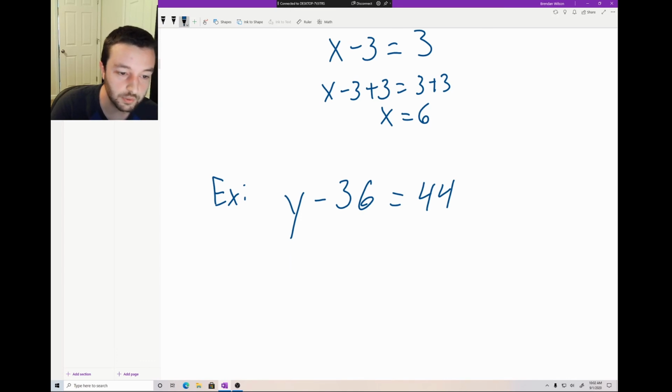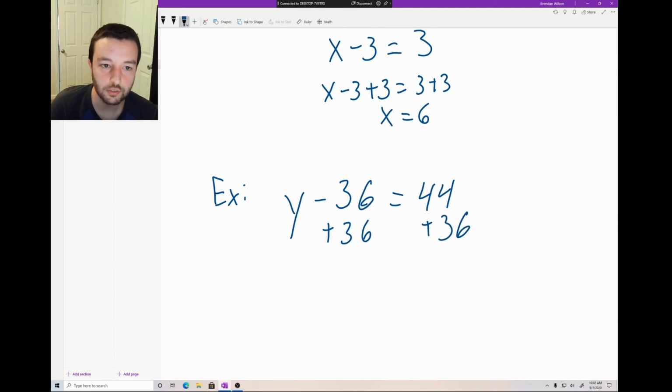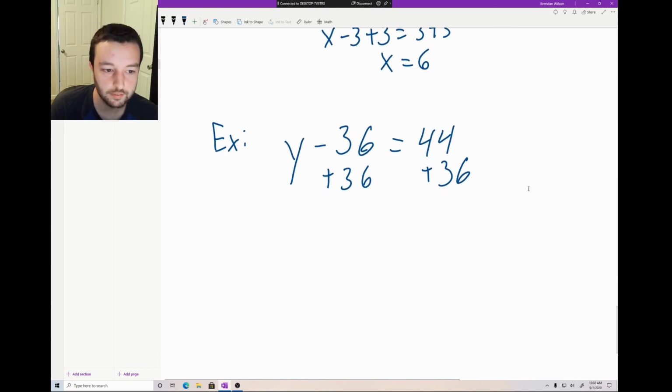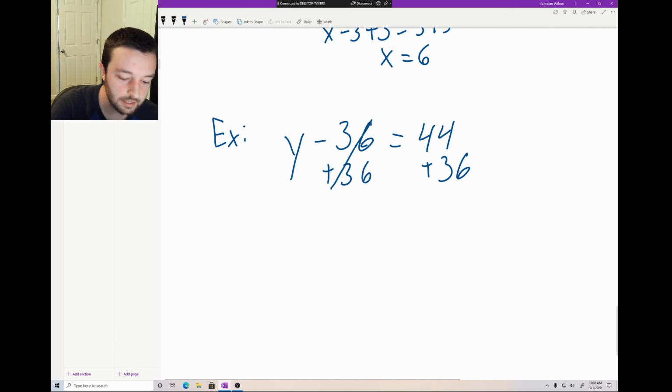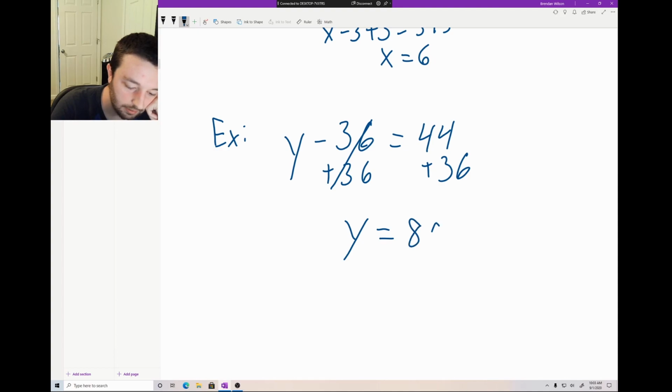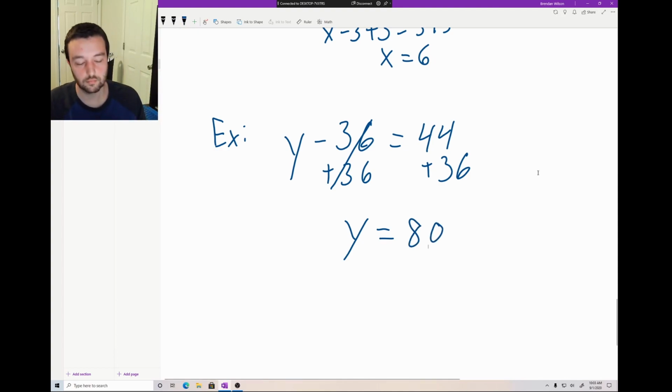Now, you don't have to rewrite the step every time. You could just do like plus 36 like this. This is how you'll see it written a lot. Or you can rewrite the line like we did here. Okay. Either way you're comfortable with it. These cancel out and give you 0, so you just have y. And now you have 44 plus 36, so you get 80. Okay.